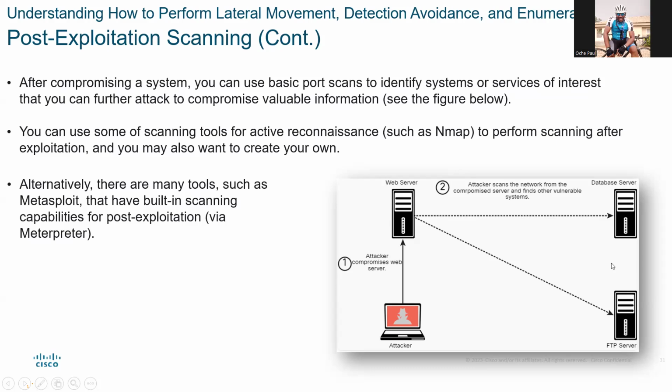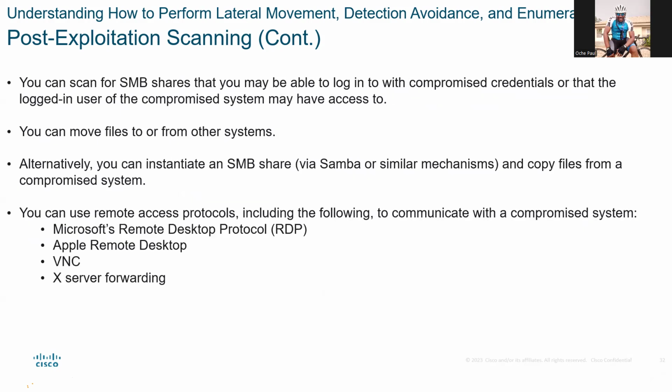Nmap is a tool that can do that, right? You can download Nmap; it's very easy to download. You run a scan, target a particular IP address, and see how it works. There are other tools. Metasploit is one, and it has capabilities that are in Meterpreter. Meterpreter is the interpreter, a tool that comes with Metasploit.